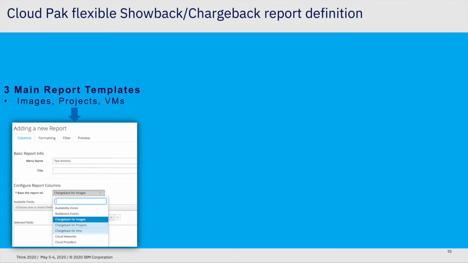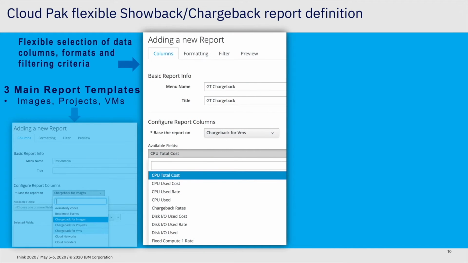In order to generate reports, the chargeback and showback capability of the Cloud Pak provides three main report templates that you can use for your own purposes. A template for images, for projects, and for VMs. There are also flexible criteria on how to filter the type of assets and cost that you want to aggregate in your chargeback and showback reports, and therefore you can define various types of fields that are ready to use and available as part of the templates. And you can also apply different formats to those fields.